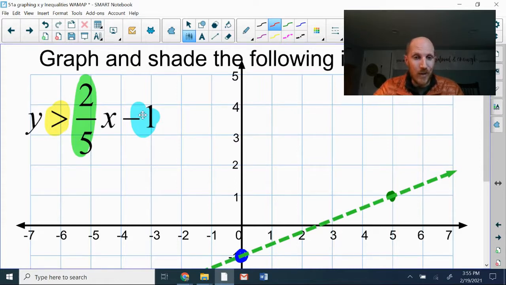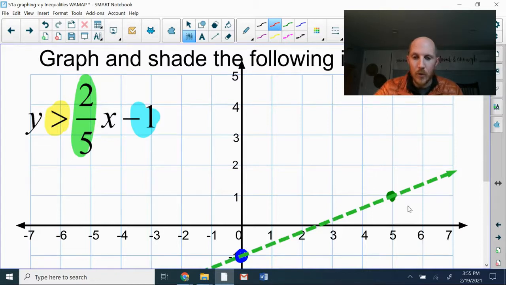So my y-intercept is at -1, highlighted in blue, and I got my blue dot here at -1. Green highlighting is the slope, rise of 2, run of 5. So from the blue dot, I go up 2 and right 5. There's my next point. I went ahead and connected them, drawing that as a dashed line.